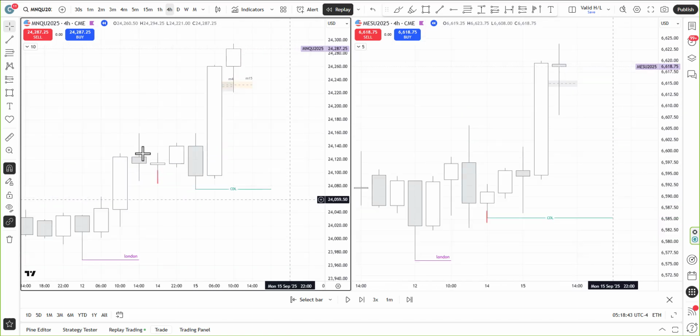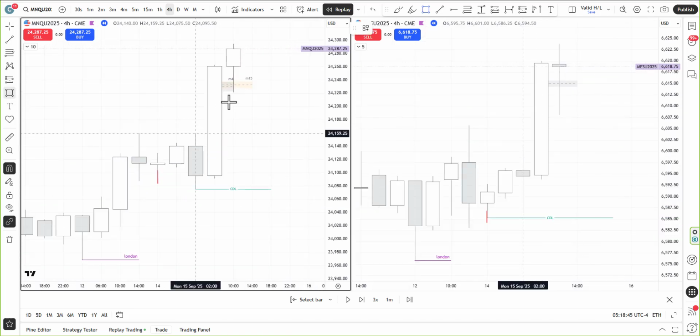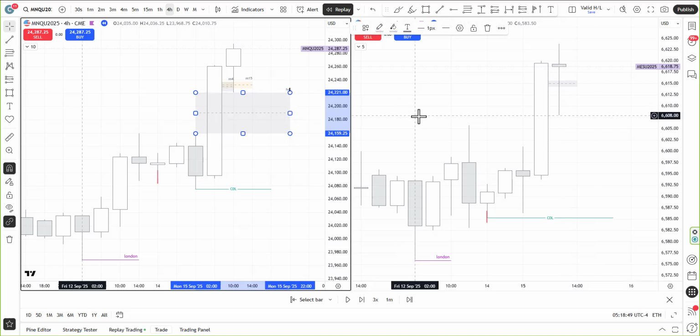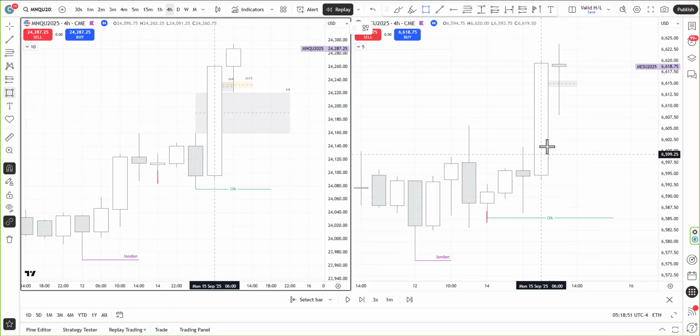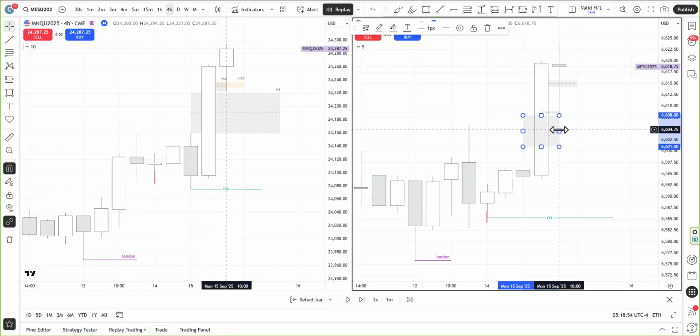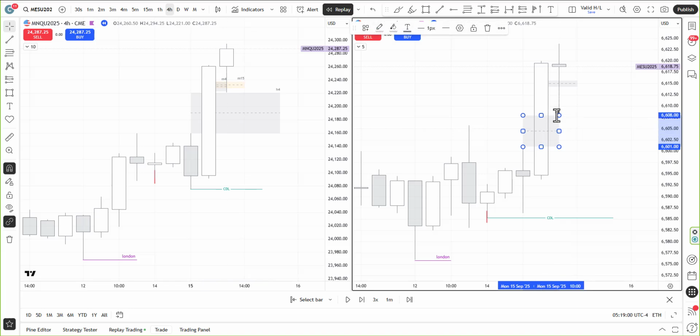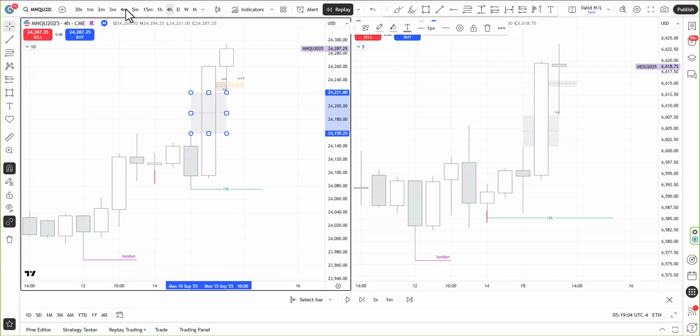On the 4 hour, we were actually forming a higher time frame gap. And the 4 hour is just a wonderful gap. So I mark this out. I'll just do it like this, H4. And then I go back to the 4 minutes.